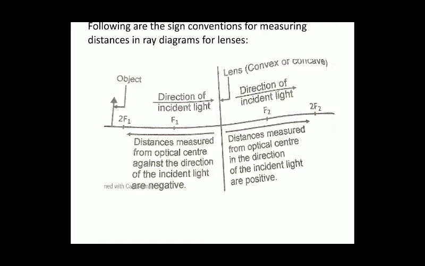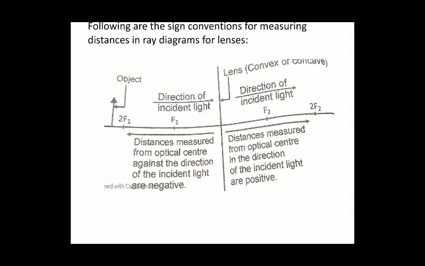Right? Just observe on the extreme left-hand side on the x-axis, there I have represented one object. See the arrow? The arrow represents the head and the tail is on the x-axis. When we consider the travelling of rays, they always move in the forward direction. It means from the object toward F1, toward F2, toward 2F2. Right? So here I have mentioned that in the first and the second quadrant, the direction of the incident light is toward your right hand.